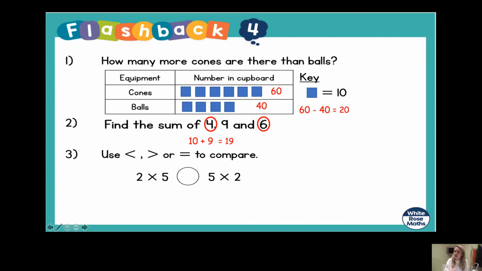Now, what do we know about commutative law? Well, yes, it will give the same answer, won't it? So 2 multiplied by 5 is 10. So that means that 5 multiplied by 2 will also give us the answer 10. And therefore, we need the equals to sign. Fantastic. Well done if you got those right. Now let's move on to today's learning. So I'll unshare my screen with you.